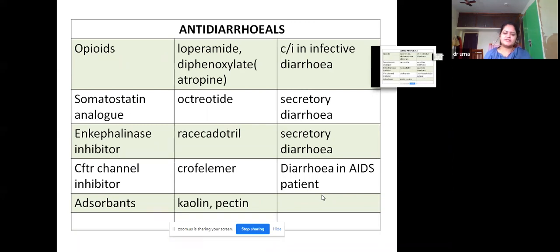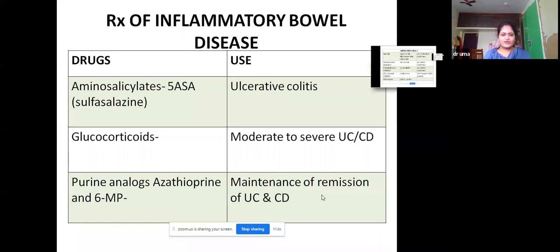And adsorbents include kaolin and pectin. These adsorbent drugs are not used much nowadays. And the drugs for inflammatory bowel disease are mainly aminosalicylates: 5-aminosalicylate and sulfapyridine. The sulfapyridine component is used in rheumatoid arthritis and the 5-aminosalicylate component is used in ulcerative colitis. And it is not effective for Crohn's disease.